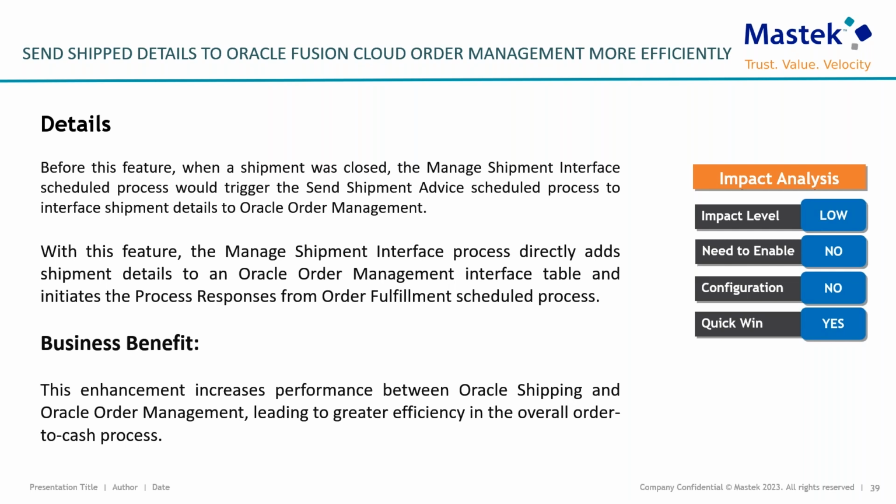Prior to this feature, when any shipment was closed, the manage shipment interface scheduled process submitted the process to send shipment advice, and it would change the sales order line status. Now with this feature, the manage shipment interface process directly adds the shipment details to an order management interface table, and it will initiate a process response from the order fulfillment schedule process.